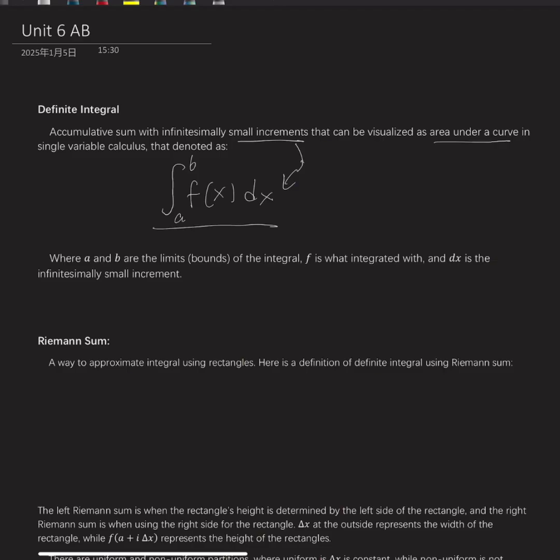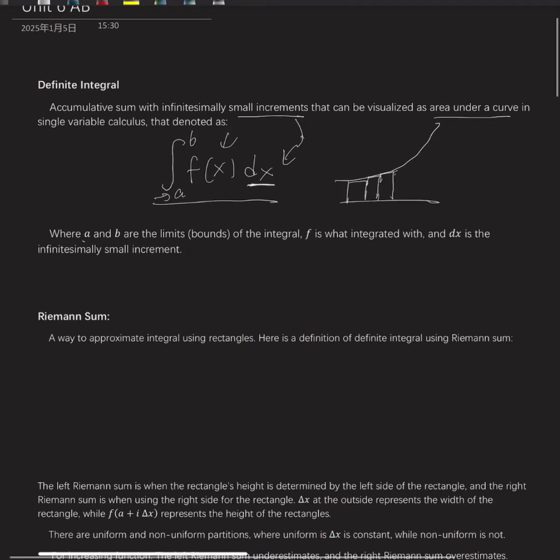cumulative sum, where f of x is what you are accumulating with a really small increment dx, that you can visualize as the area under the curve, where you have a rectangle. You have a bunch of rectangles that you are using to approximate the integral. Here a and b are the limits, which are the bounds. This a is the lower limit, b is the upper limit. And this is actually called a Riemann sum, which we will cover right now.